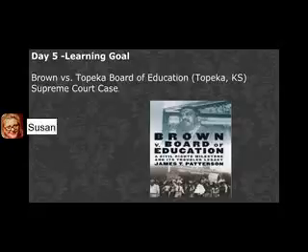Day 5, we began learning about Brown versus Board of Education and the Supreme Court case that overturned the court ruling of separate but equal, Plessy versus Ferguson, and then later that everything would be desegregated through the Brown versus Board of Education civil rights milestones and movements.